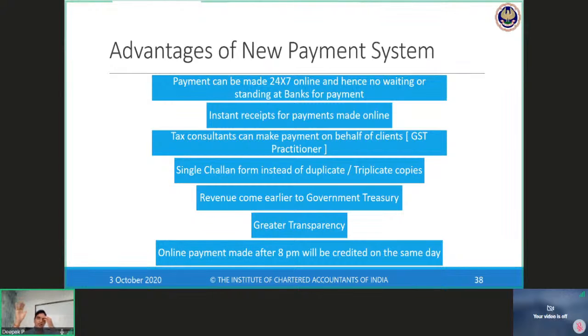So the timeline is up to 8 p.m. Any payment you make after 8 p.m. will get credited to your account the next day. So these are the advantages of the new payment system.